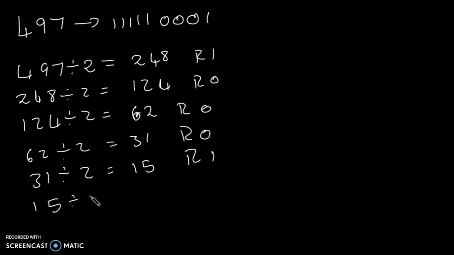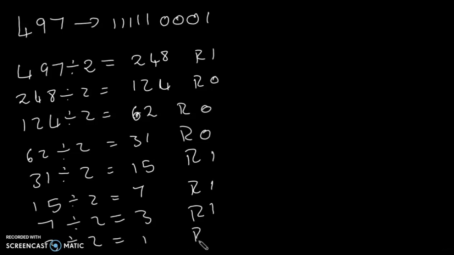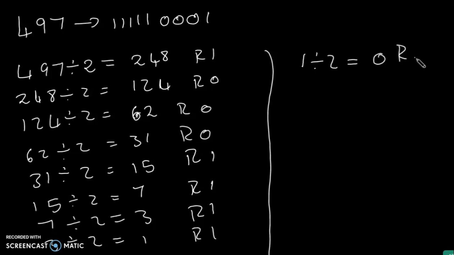15 divided by 2 will be 7.5, meaning remainder 1. And 7 divided by 2 will be 3.5, meaning remainder 1. 3 divided by 2 will give us 1.5. Then we are going to write a 1 and remainder 1. We are going to continue here. It will be 1 divided by 2. It's going to give us 0.5, meaning it's 0, remainder 1.